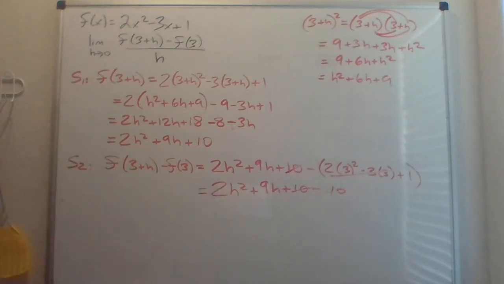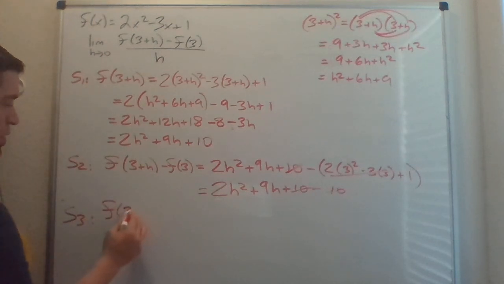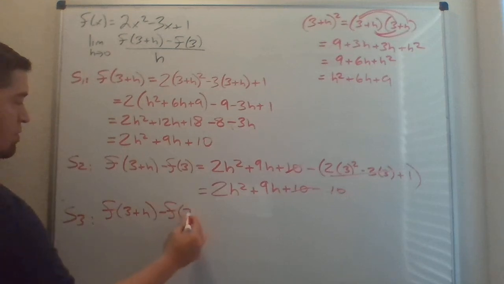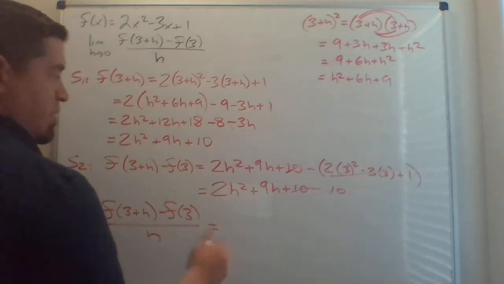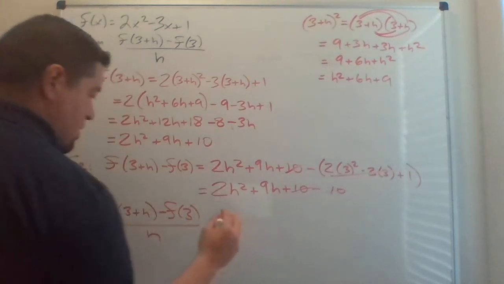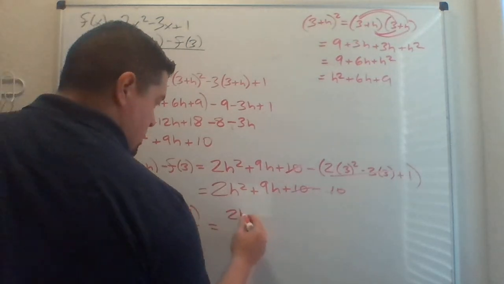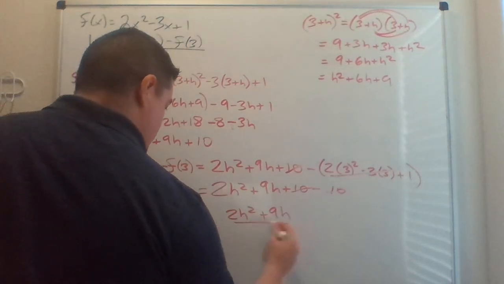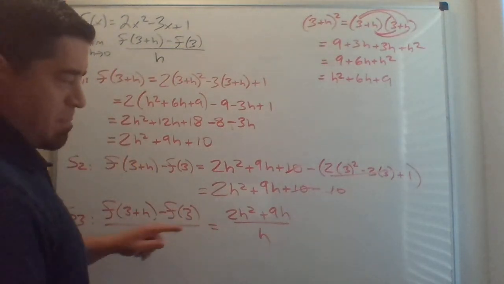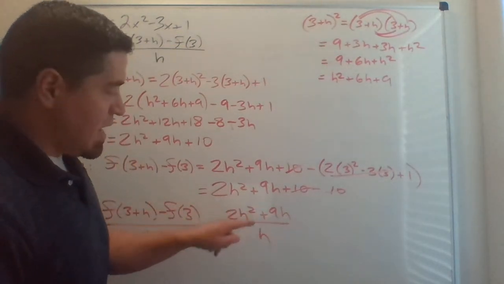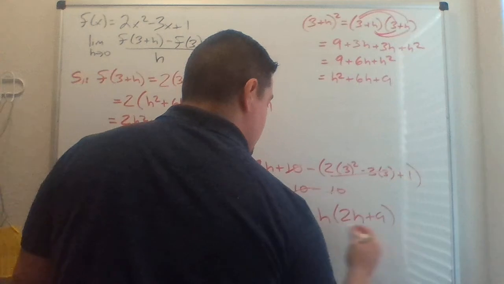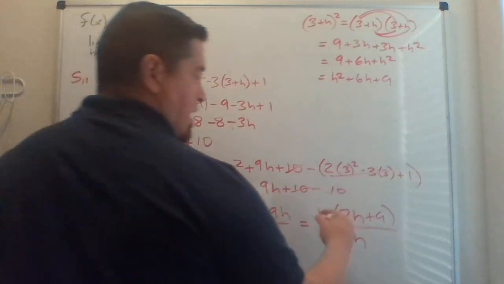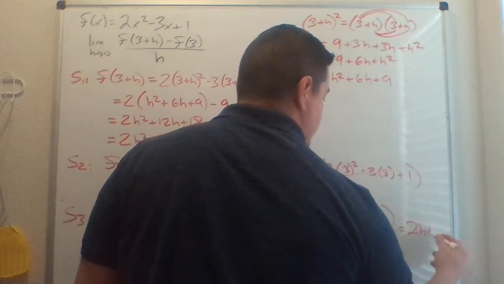2h squared plus 9h. So step 3 would be f of 3 plus h minus f of 3 over h. We already have all this from the previous step. The only thing I would do, here, and I'll do it right here. Okay, so I'm just going to put that over h. On the top, you see that there's an h and an h. I could actually factor that out. So that's going to be 2h plus 9 over h, which that cancels out, which is 2h plus 9. Okay.